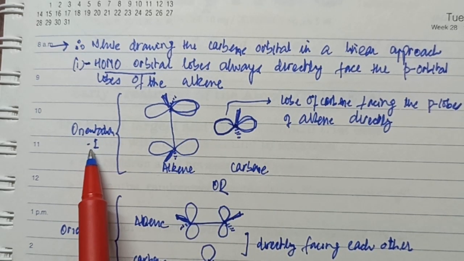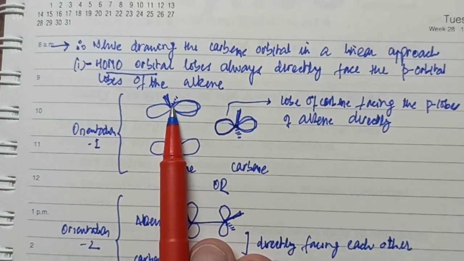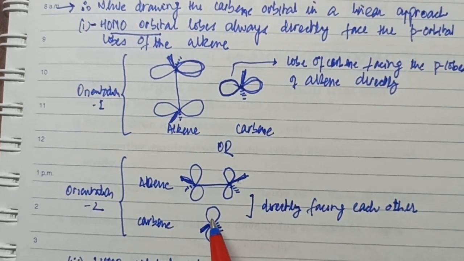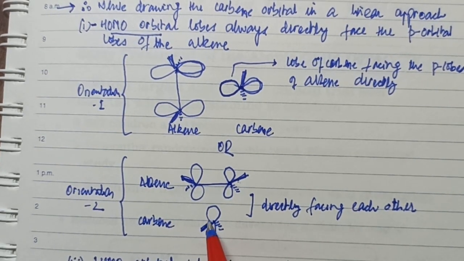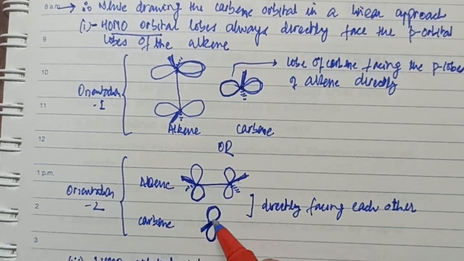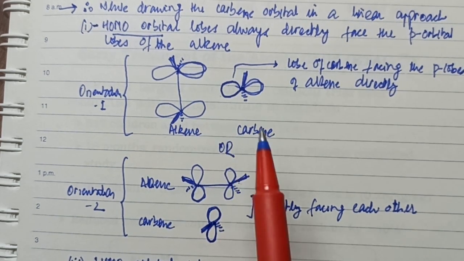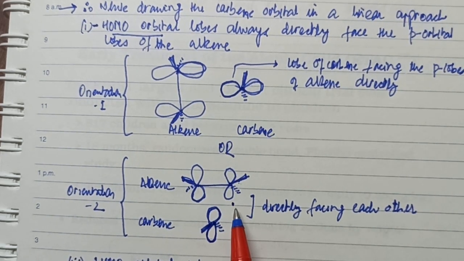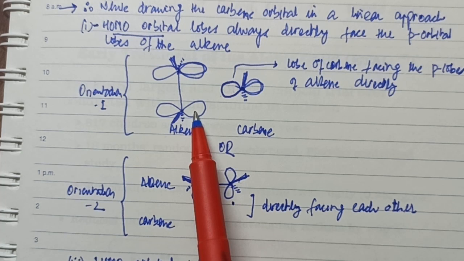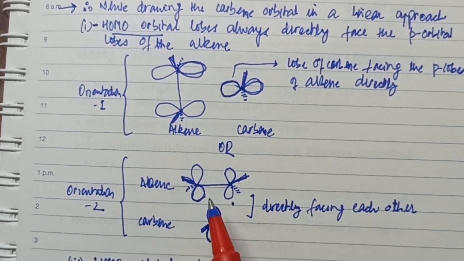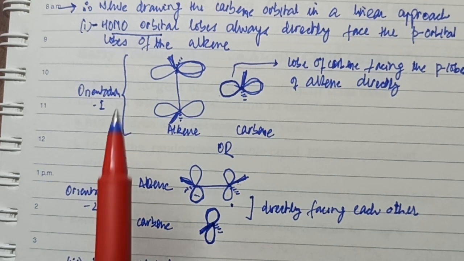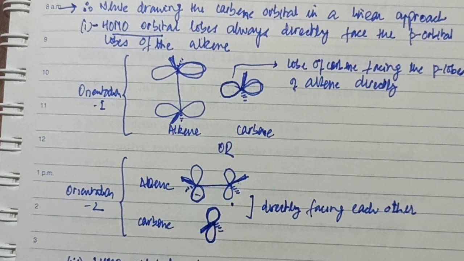You can write this as one orientation in which I have drawn the alkene in this fashion. I can also draw the alkene in this fashion. Again, the point to remember is that whenever we are drawing the p lobe or the HOMO of the carbene, the p orbital lobes of the carbene should directly face the alkene. Therefore, either you can write this depiction or this depiction. This is similar. In both cases, we can see that the p lobe of the carbene is directly facing the p lobes of the alkene. This is the orientation of the HOMO orbital of the carbene, which will always remain true.